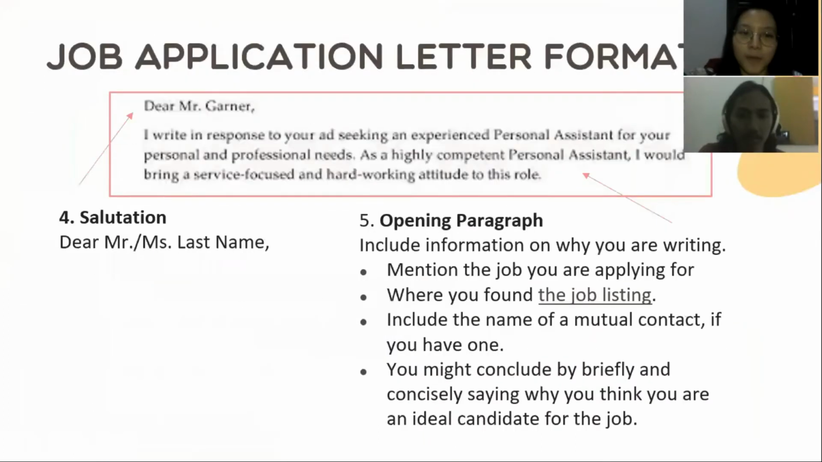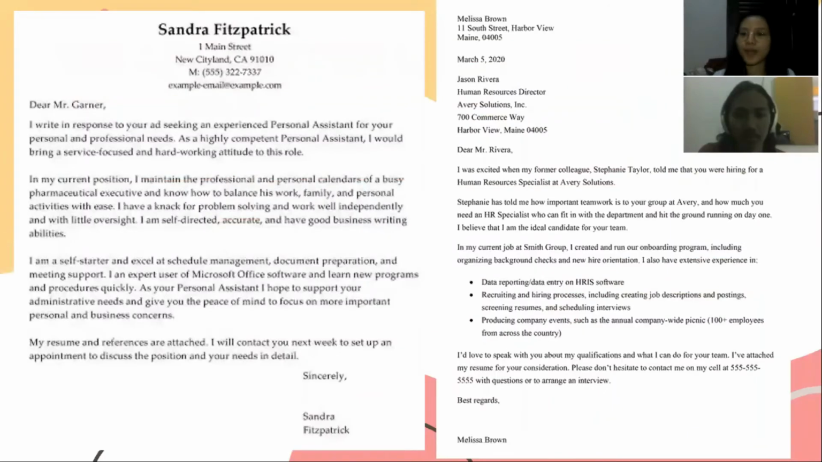Okay, so let's go back here. In the opening paragraph, we have to mention these. Mention what job we are applying for, where we found the job listing, or maybe who we heard the job listing from, who offered us, and of course, lastly, close it by concluding why you think you're an ideal candidate for the job. Okay, great job, everyone. Now to further your understanding, I have an exercise for you.